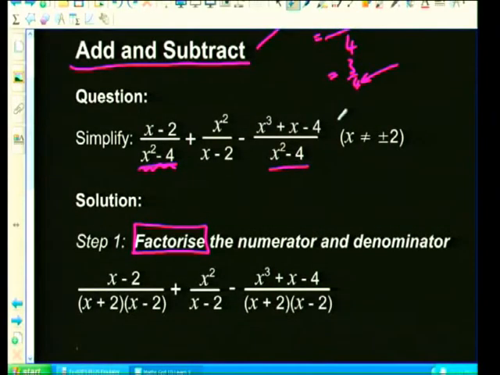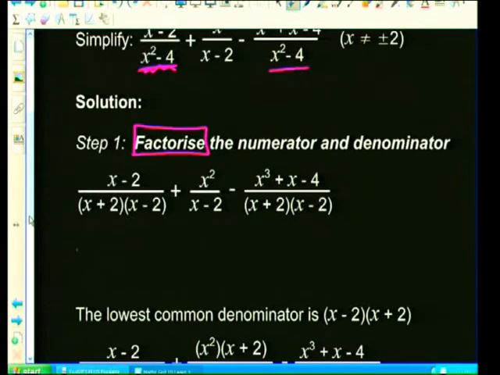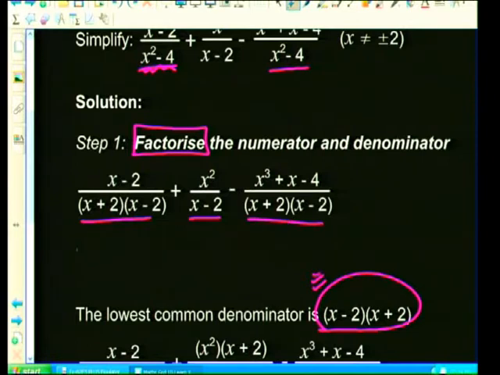Right, so what we've done is we've factorized our numerator and our denominator, and we have the lowest common denominator of x plus 2, x minus 2. Let's just double check that. That times something will give us that. That times something will give us that. And that times something will give us that. And it's the lowest form that we've got.